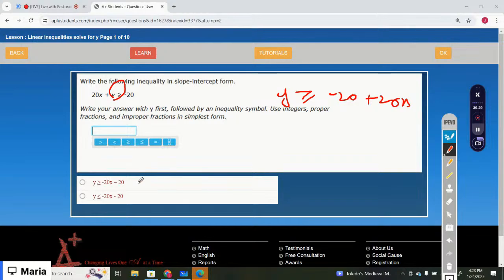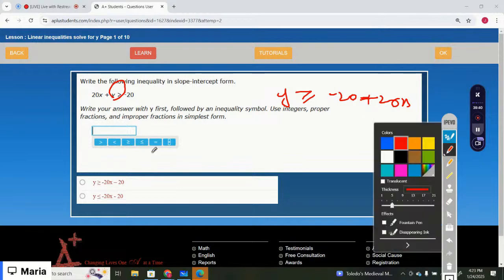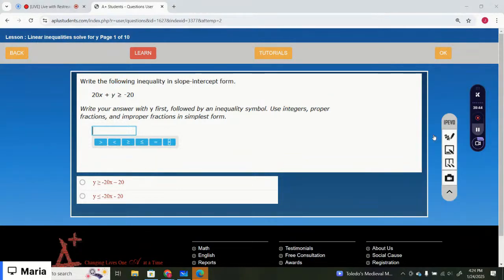So the correct option is negative 20 minus 20x. Option number 1 is the correct option.